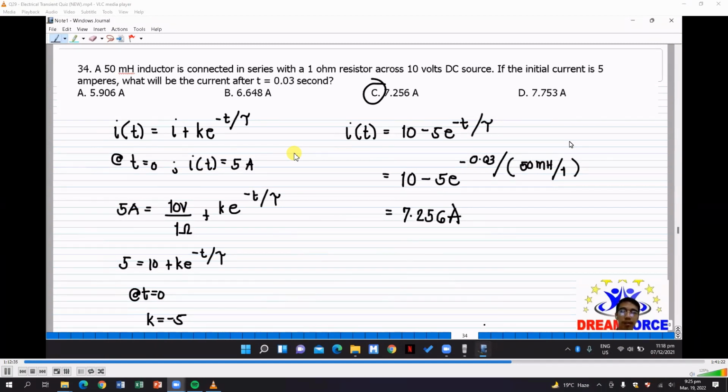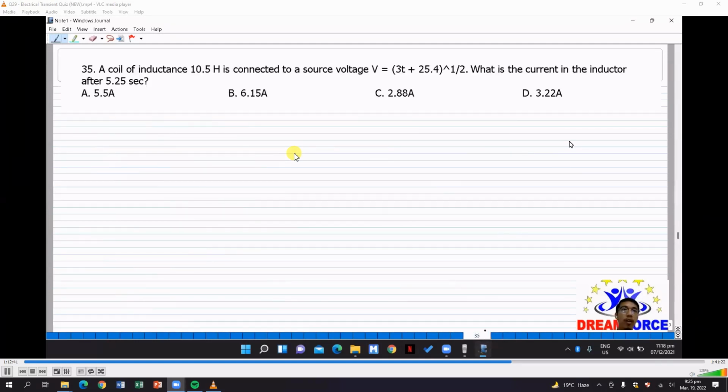Okay, next, number 35. A coil of inductance 10.5 Henry is connected to a source voltage V equals the quantity 3T plus 25.4 raised to 1 half. What is the current in the inductor after 5.25 seconds? Again, pwede pala itong gamitan ng formula. So yung voltage natin ng inductor, tama ba? What is the current in the inductor?